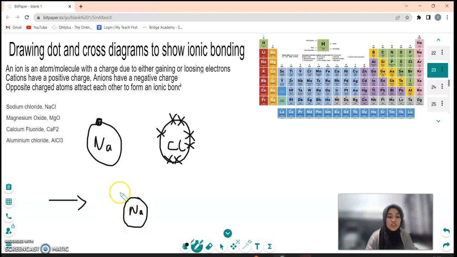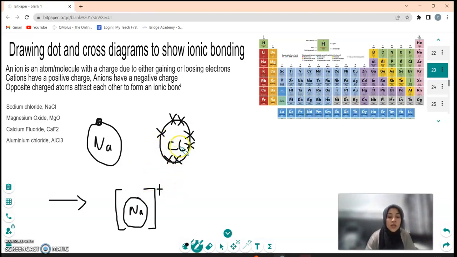And once we've drawn that structure, we draw brackets around it to show that this is the final ionic atom. And we place a plus charge. So why do we place a plus charge? How many electrons have been lost? Yeah, that's right. So we've only lost 1 electron, so that's why we only just put the plus charge.